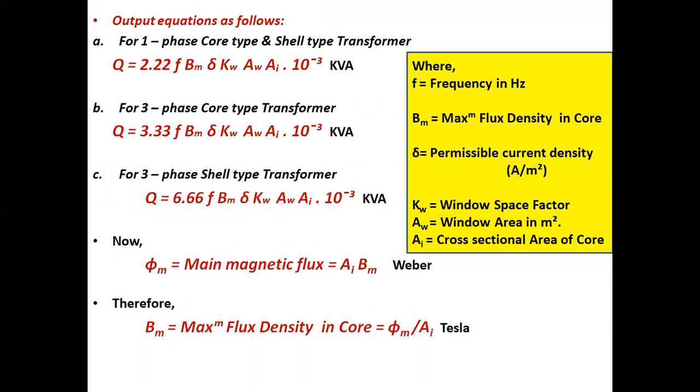Now, the output equation is as follows. For single phase core type and shell type transformer, output Q equals 2.22 F BM delta KW AW AI into 10 to the power minus 3 KVA, where F is the frequency in hertz, BM is the maximum flux density in core, delta is the permissible current density in ampere per meter square, KW is the window space factor, AW is the window area in meter square, AI is the cross-sectional area of core.